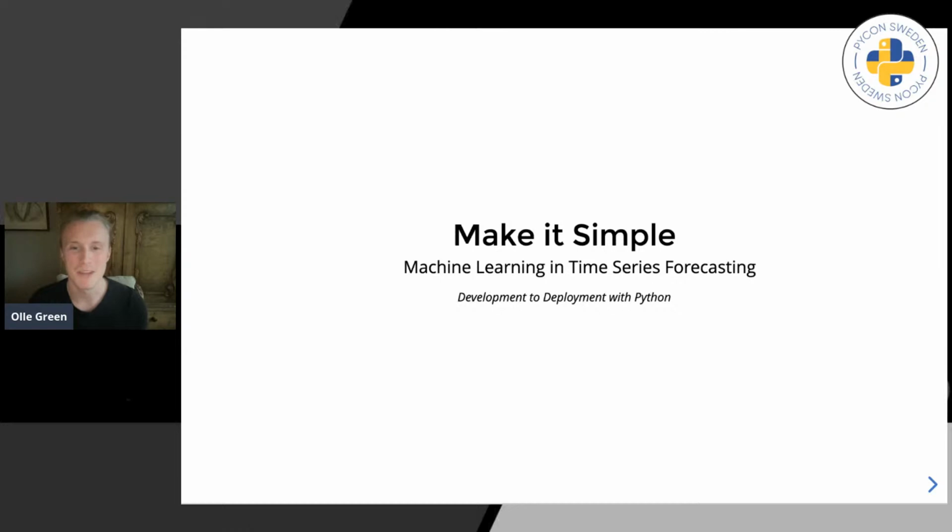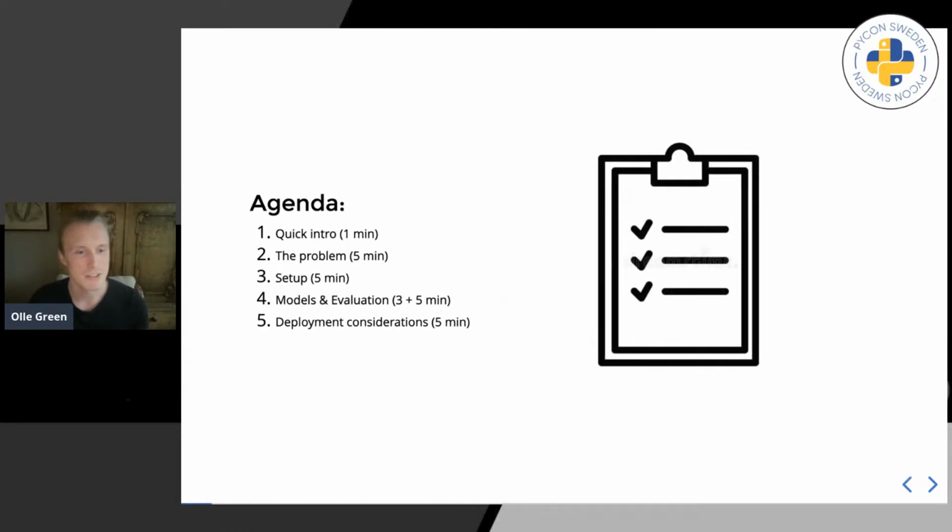So today's topic, we're going to make it simple when it comes to machine learning in time series forecasting, going from development to deployment with Python. This is going to be our agenda. I'm going to talk a little bit about who I am, why I'm interested in this topic, and why we should talk more about this. We're then going to dive into the problem in time series analysis and why we would like to make it as simple as possible in at least many cases. Then we're going to go into some Jupyter notebooks and look at our setup for these kinds of analyses, talk about some models, a little bit of evaluation metrics, and then in the end, deployment considerations. By the end of this, it should take 25 minutes. We have 5 minutes left for questions as well.